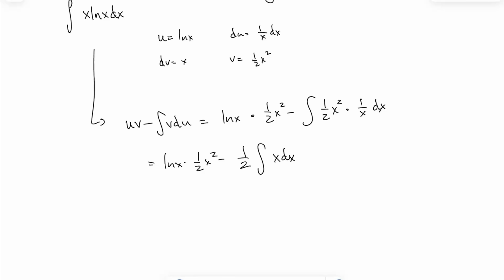And then the integral of x is 1/2 x squared. So this will be pretty much it. Ln x times 1/2 x squared minus 1/2, and then times, again, another 1/2 x squared, like that. This is what I got. You can make it 1/4 there if you want.